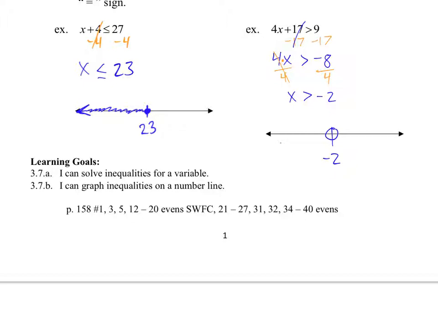Now, which way do we shade? To the left. Wait, right. Yep. Because a number that would fit, you could say, well, maybe 4 is greater than negative 2. So if positives like 4 are going to be over here, we shade to the right. And you don't have to put on the 4. That's all I have.